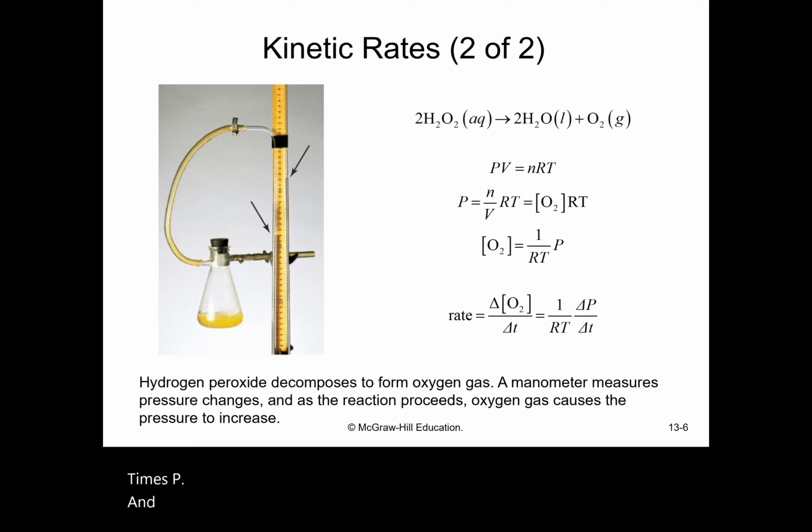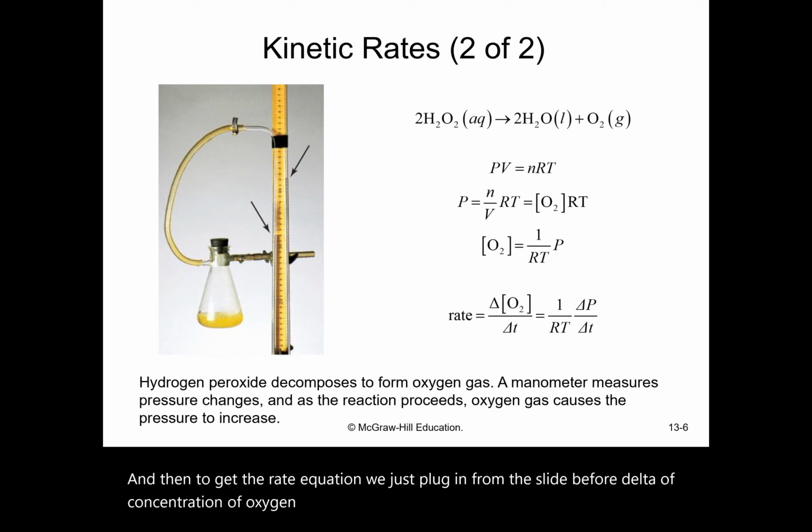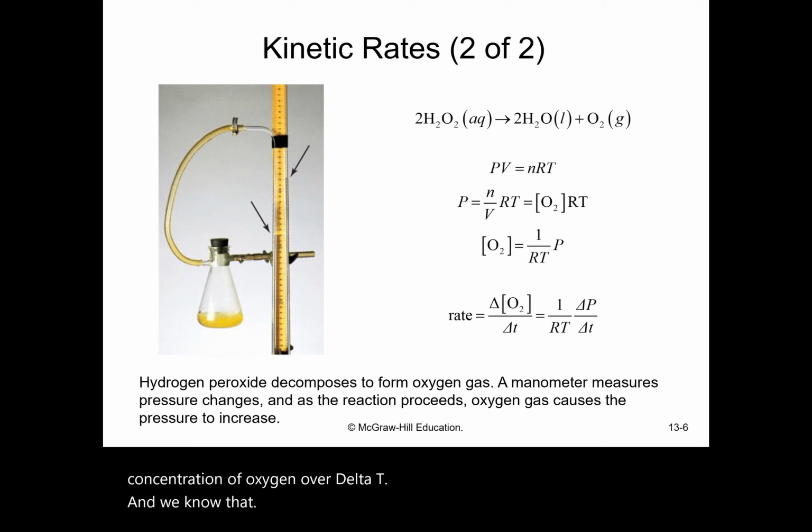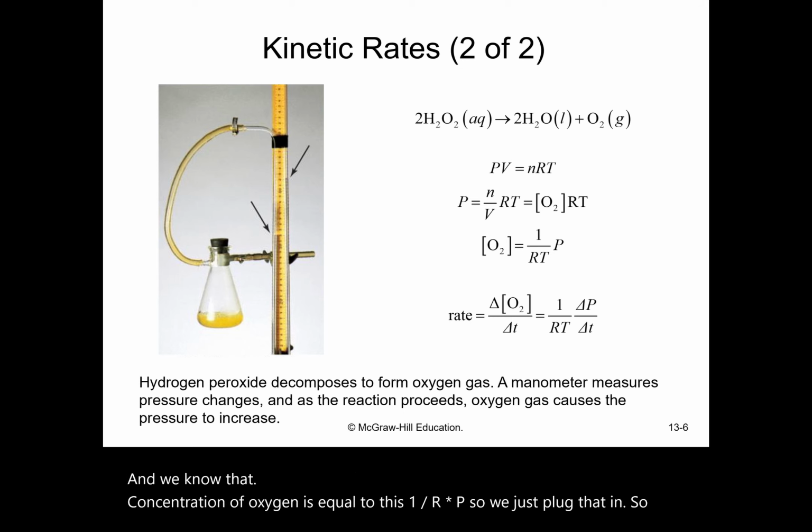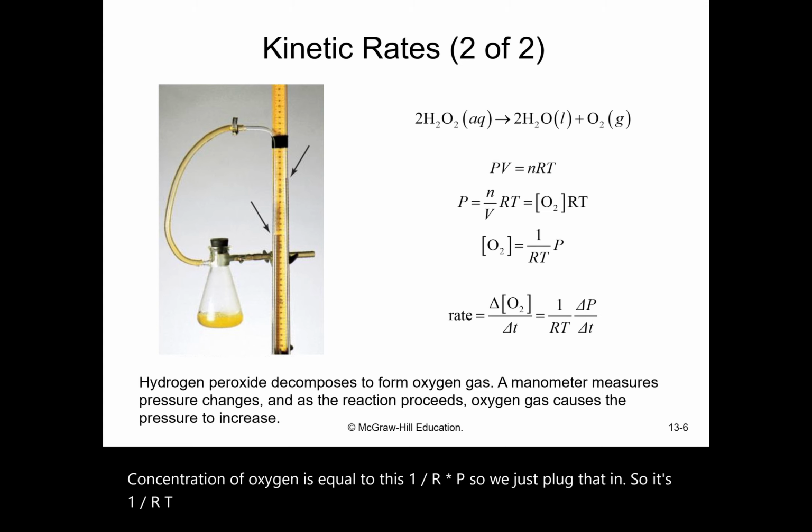And then to get the rate equation, we just plug in from the slide before, delta of concentration of oxygen over delta T. And we know that the concentration of oxygen is equal to 1 over RT times P, so we just plug that in. So it's 1 over RT times delta P over delta T.